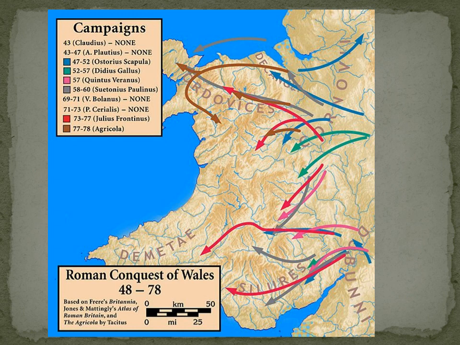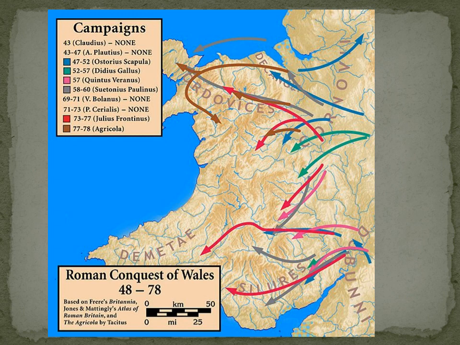And you can see from this map here, we've got Ostorius's campaigns marked in blue. Up at the top, that's where he goes into the territory of the Decangi and then has to go back to sort out the Brigantes. And then down in the south, where he takes on Caratacus, at first in the territory of the Silures.